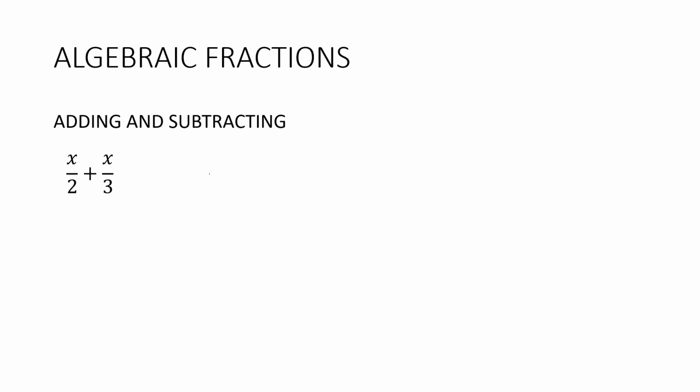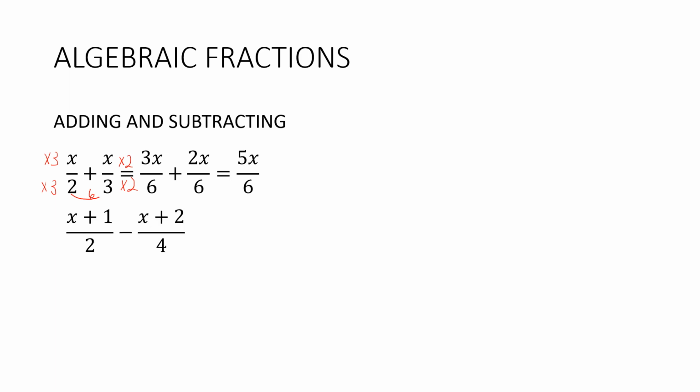And adding and subtracting. Now remember, we need a common denominator. And what we need to do is find the lowest common multiple of these two numbers, which is 6. The way to turn this first fraction into sixths is to multiply top and bottom by 3. And the second fraction, multiply top and bottom by 2, which is going to give us 3x over 6 plus 2x over 6, which is 5x over 6.